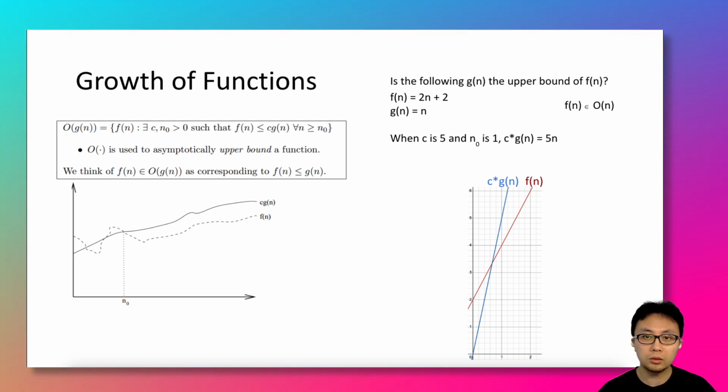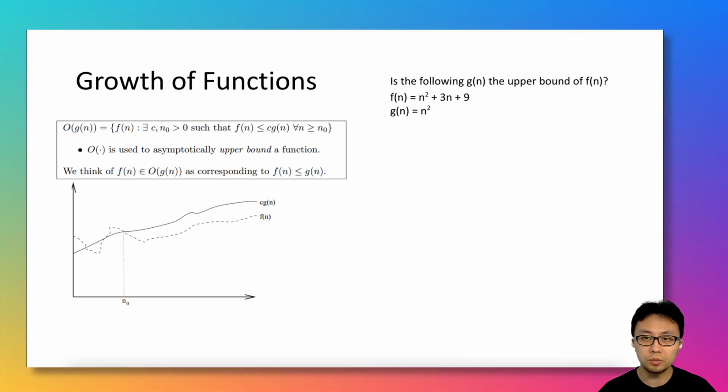Okay, let's look at another example. In this example, the question stays the same, but Fn and Gn are different. So both Fn and Gn are square functions this time, but Fn has more terms, such as 3 multiplied by n and 9.